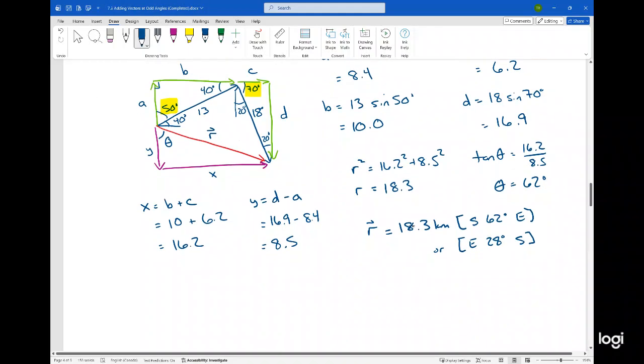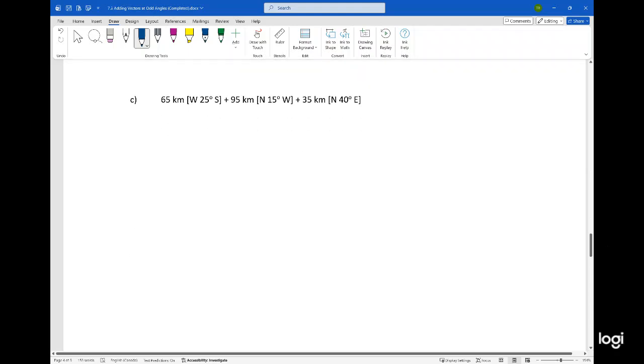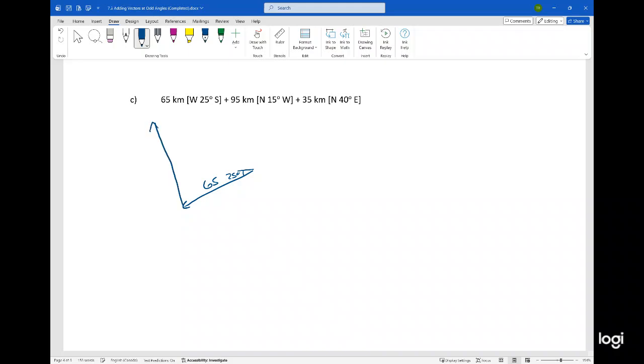All right, I just want to do one more, and I think you'll immediately see what's different about this one compared to the others. Now, I don't want you to start drawing as I start drawing, because I'm going to erase my drawing, I think, relatively quickly. But this one is 65 kilometers west, 25 south. So it's going to do something like that, plus 95 kilometers north, 15 west. So that's going to be a longer one this way.